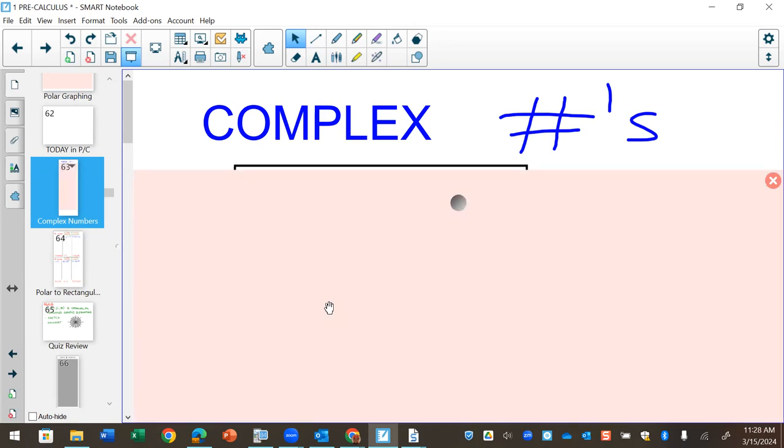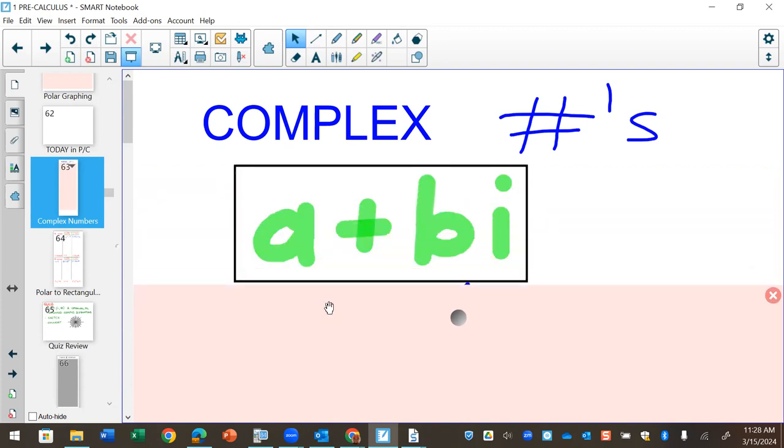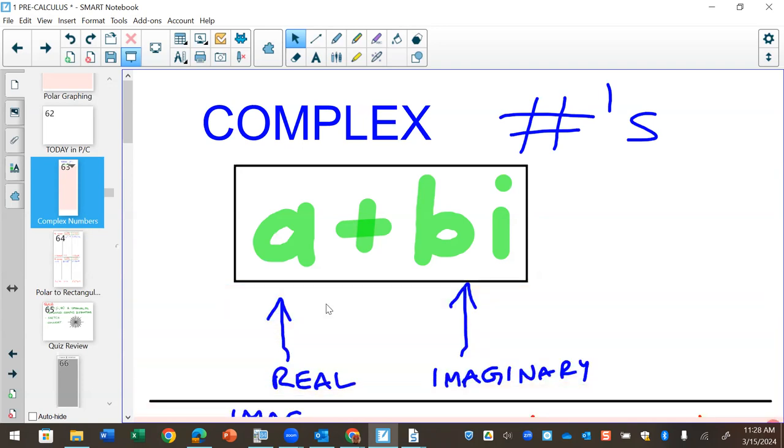Now don't stare directly into this, you'll burn your retinas. Just glance, don't look directly. A plus Bi is complex because it's part real, part imaginary, like your grades. So you will put all answers in this form with the A and the Bi being last, of course. Part real, part imaginary.